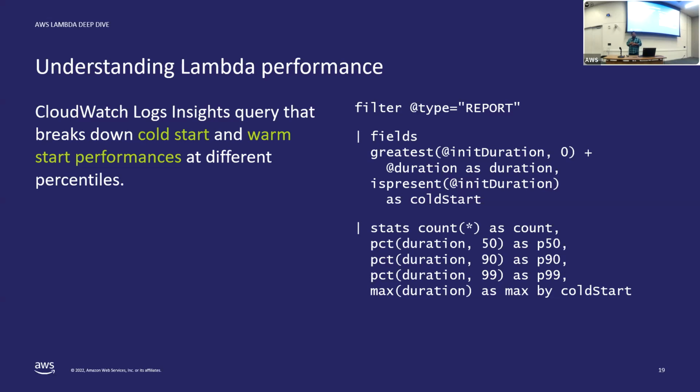Also, to understand Lambda performance, like Andrew mentioned in the previous call, you can have some CloudWatch queries like this, where you can figure out what the cold and the warm start are, not just the average, but starting from P50, P90, P95, P99, and max. This will give you a good number of how much time is spent during the initialization, and then you can optimize based on that particular metric.